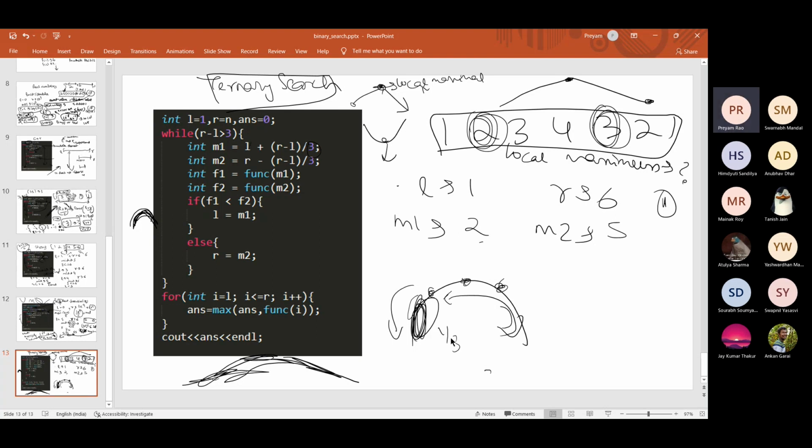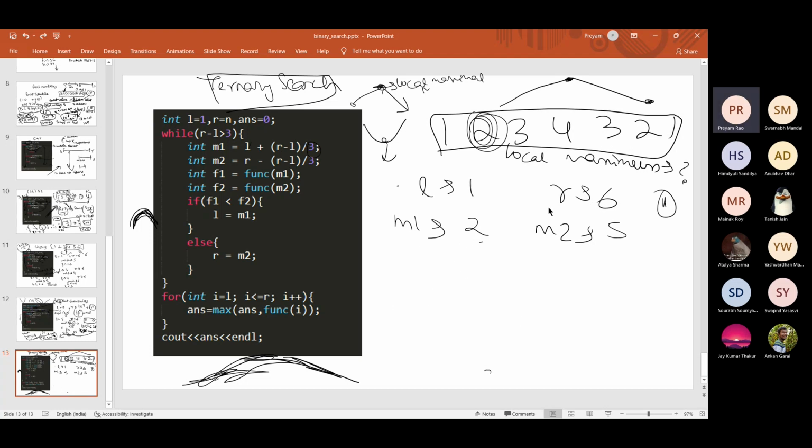So we are eliminating 1/3 of the array. Instead of eliminating half of the array, now we are eliminating a third of the array, right? Now we know that the answer is in this part. Now again, we're going to divide it into 3 parts.